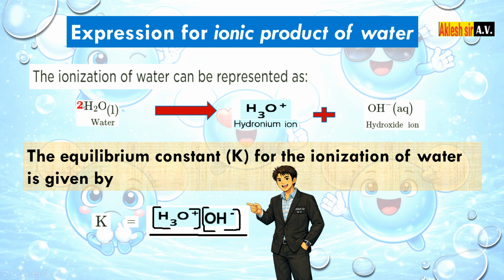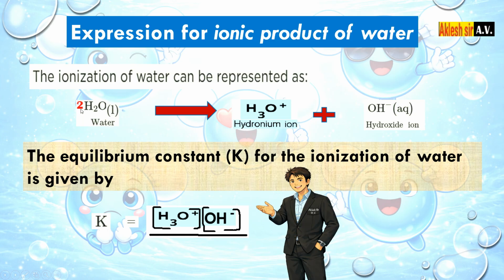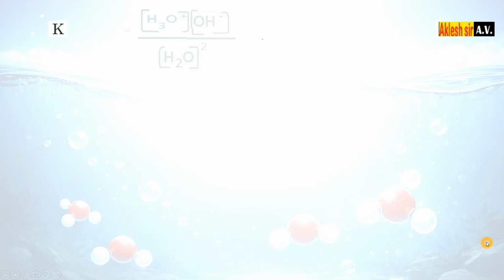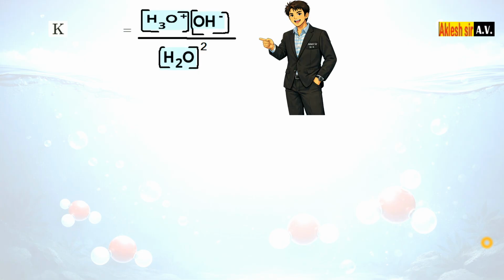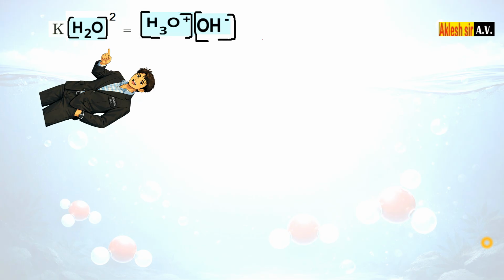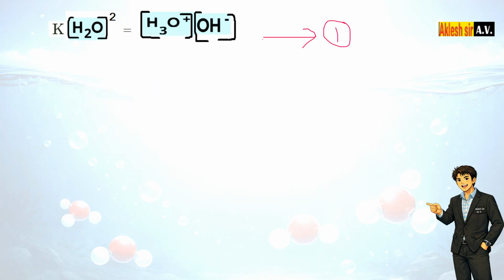Divided by what? H2O. But how many H2O are there? 2 H2O, so here you have to write H2O whole square. So this 2 came here as the upper subscript. Next, this is the formula we have derived. Now bring the water molecule to the left hand side. This is equation number 1.